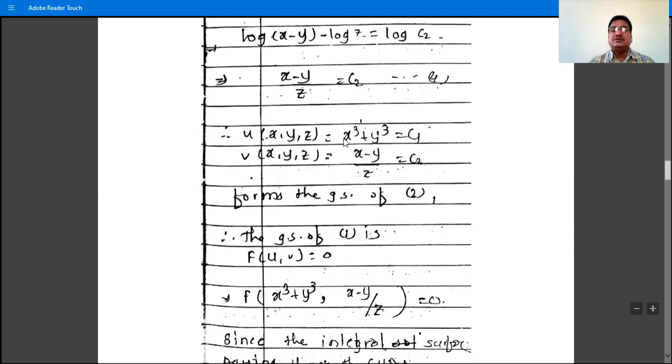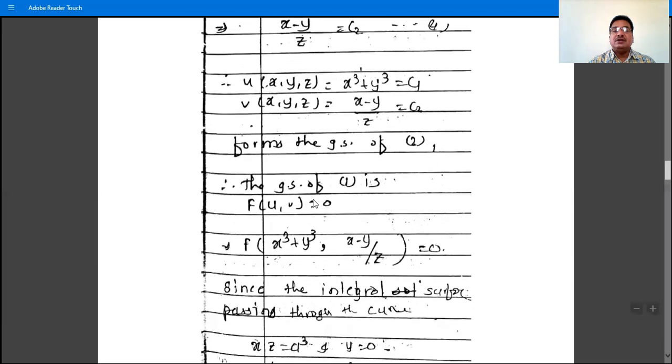And therefore u of x, y, z is equal to x cube plus y cube is equal to c1 as the first solution, and v of x, y, z is equal to x minus y by z is equal to c2. These are equations number 3 and 4, and this forms the general solution of equation number 2, or the integral surface of equation 2.